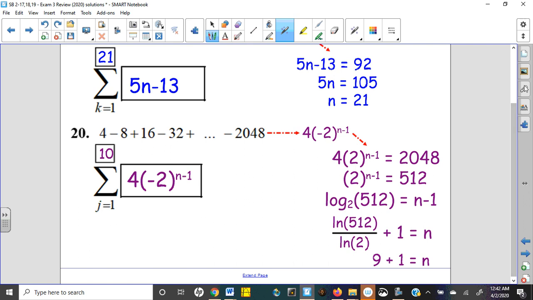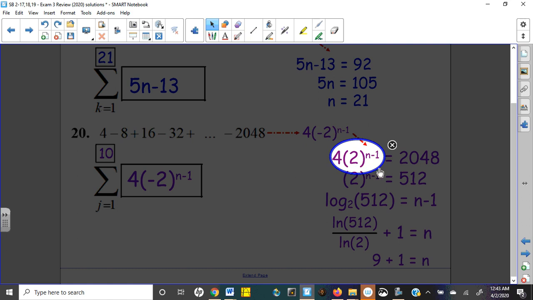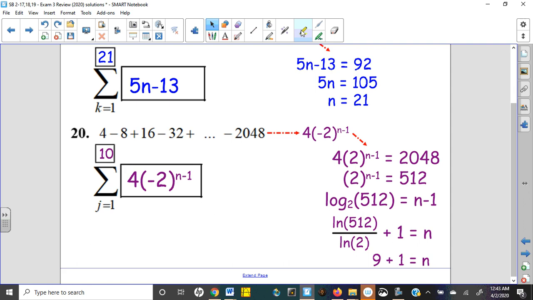You take the formula that you just created and you set it equal to the last term. Now, I did something here that may be confusing to some folks. We talked about this in the notes last week, or I guess before break.